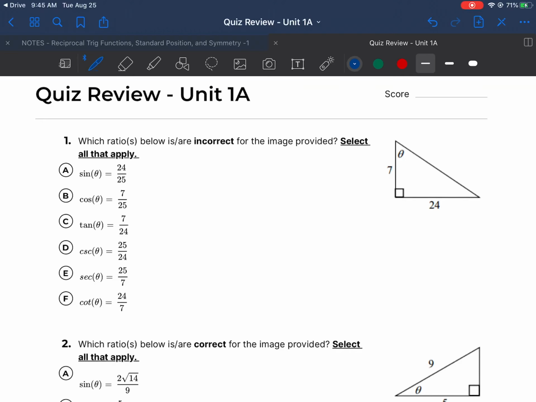In today's video, we're going to be looking at our quiz review to prepare for Thursday's quiz on Unit 1A. Alright, let's go ahead and get started.